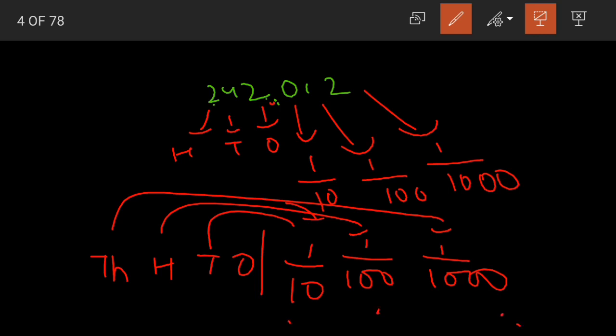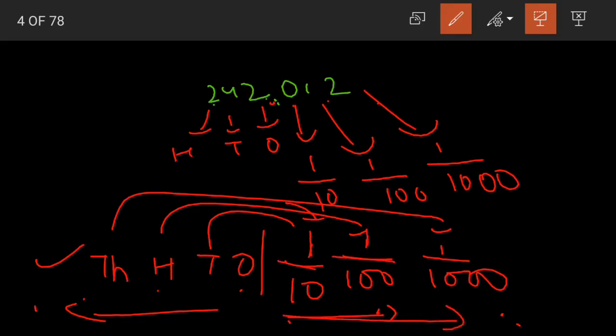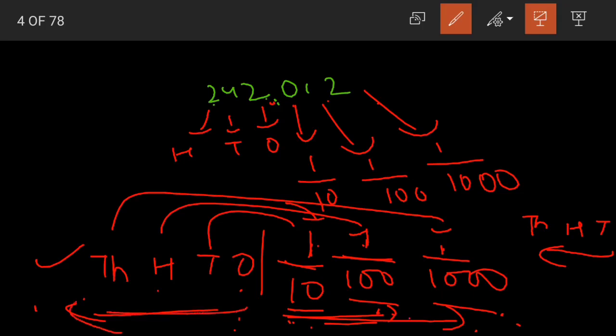The pattern, children. See, we are already familiar with ones, tens, hundreds and thousands. For the digits after the decimal point, we'll write 1 by tens, hundreds and thousands in the reverse order. Normally we write tens, hundreds and thousands from right to left. But after the decimal point we move from left to right: 1 by tens, 1 by hundreds and 1 by thousand. Understood children? The direction here is important.